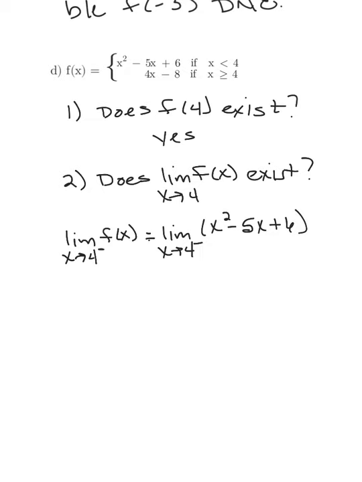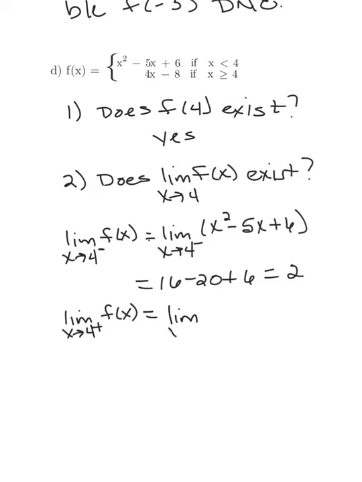But this quadratic is just a polynomial, so we just need to substitute 4 into our polynomial. We will get 16 minus 20 plus 6, and that answer is 2. So the limit from the left equals 2. Now we need to look at the limit from the right as we approach 4. The items on the right are greater than, which is the bottom row of our function, which is the polynomial 4x minus 8.